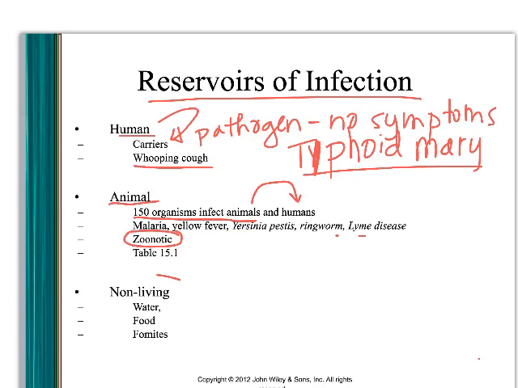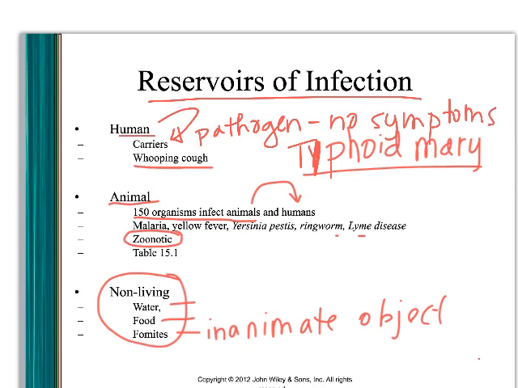Okay, then the last thing on here is non-living. Non-living reservoirs are water, food, and then fomites. A fomite is an inanimate object that can have bacteria or fungi or something on it. I always think of daycare and kids' blocks or toys or whatever. So a fomite could be something that's got an organism on it, so you bleach and you clean. Maybe a pencil, doorknob, something like that.